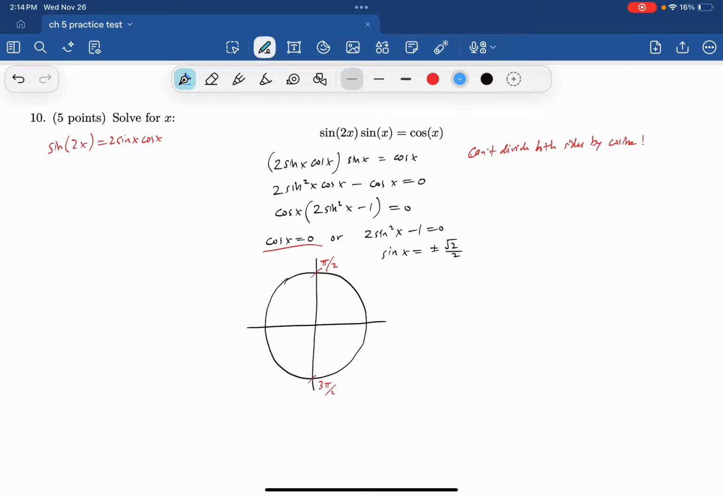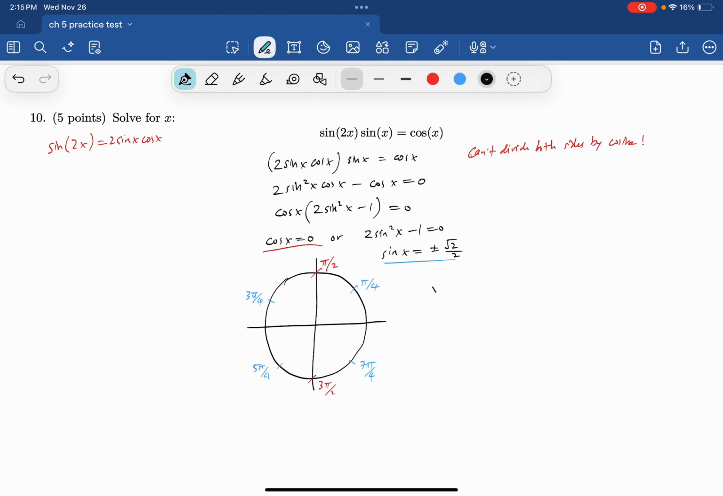And then for sine x equals plus or minus root 2 over 2, that means that we are looking for y coordinates of plus or minus root 2 over 2. So that's here, here, here, and here. Pi over 4, 3 pi over 4, 5 pi over 4, and 7 pi over 4. All right, so in total, we actually have 6 solutions to this equation within 0 and 2 pi.